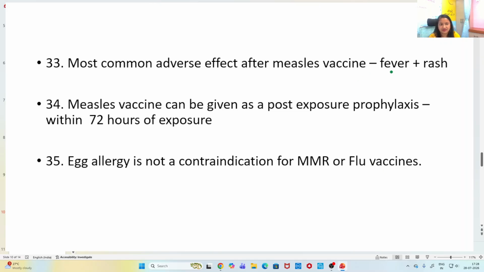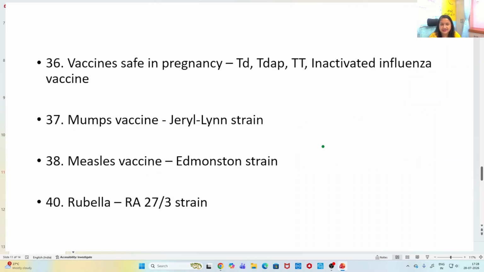Most common adverse effect after measles vaccine is fever with rash. If someone is in contact with a measles infected child, post exposure prophylaxis with the measles vaccine should be given within 72 hours of exposure. Egg allergy is not a contraindication for the MMR or flu vaccines anymore. Vaccines that are safe in pregnancy are Td, Tdap, TT and inactivated influenza vaccines.